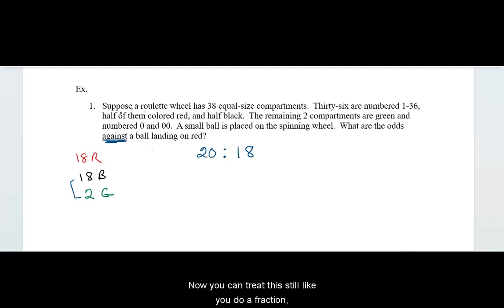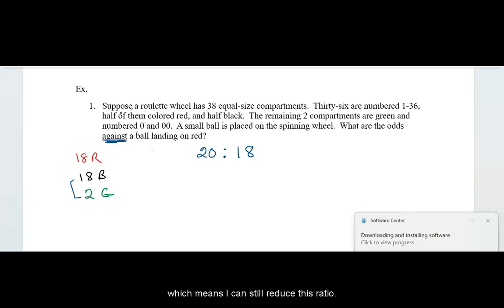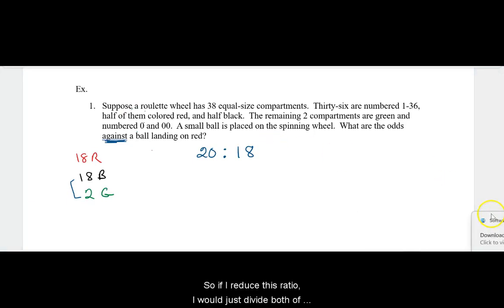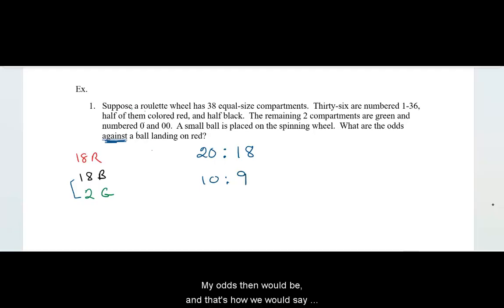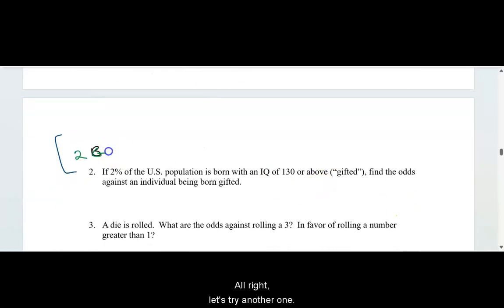Now you can treat this still like a fraction, which means I can still reduce this ratio. If I reduce this ratio, I would just divide both of those by 2, and that would give me 10 to 9. My odds then would be, and that's how we would say it, the odds against a ball landing on red would be 10 to 9. All right, let's try another example. Let me just erase all that from before.